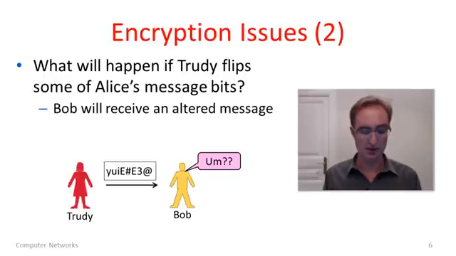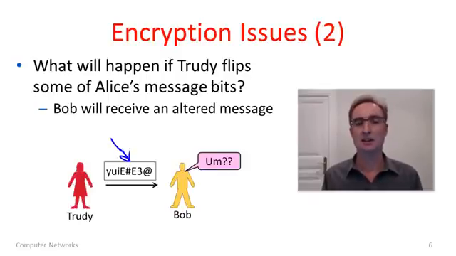Bob will receive some message. Any ciphertext can be mapped to a corresponding plaintext. So even though Trudy flipped some of the bits, that didn't mean that Bob couldn't decrypt it. He could still decrypt it and get some message. So Bob will receive an altered message. This is a little worrying. Trudy didn't read the message, but she still messed with what Bob got. Bob got this altered message.